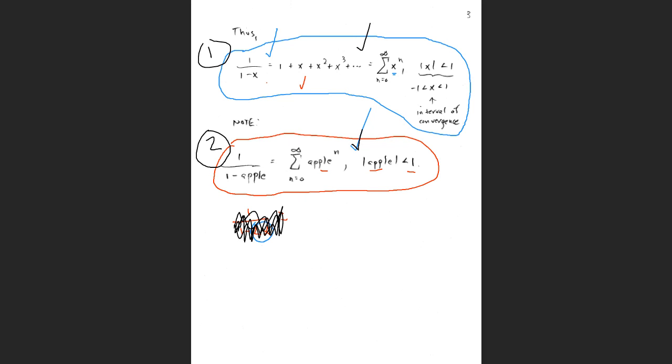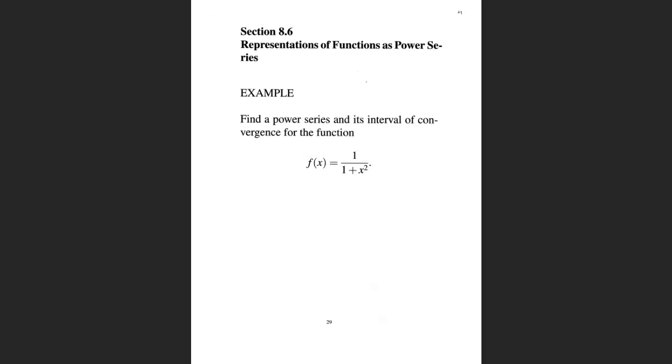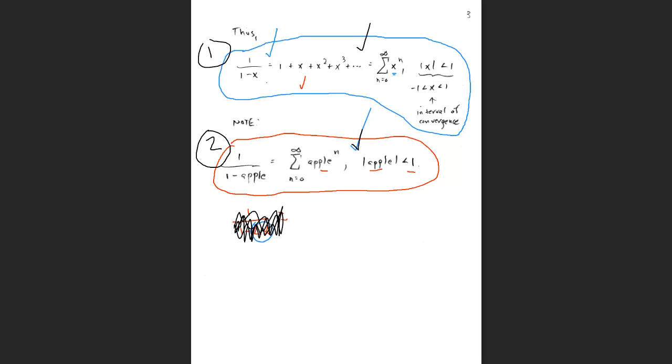Okay. So let's remember where we are. Here's the problem at hand. This is the problem that we want to find a power series for. I'm going to rewrite that function so that I can use the result that we just learned.